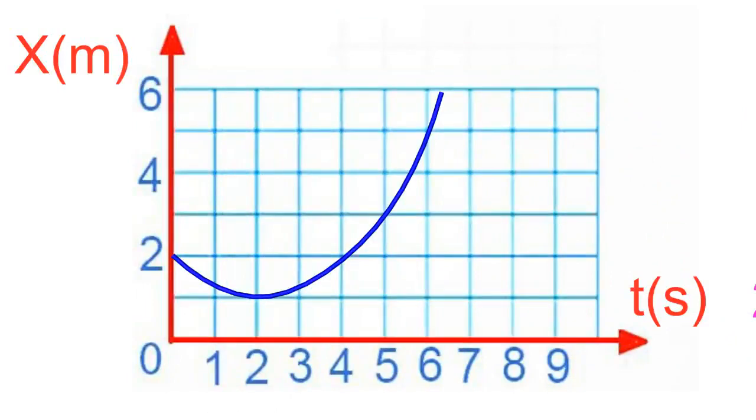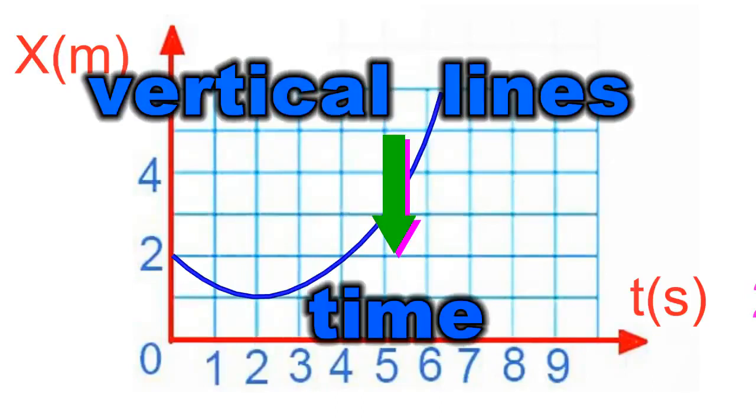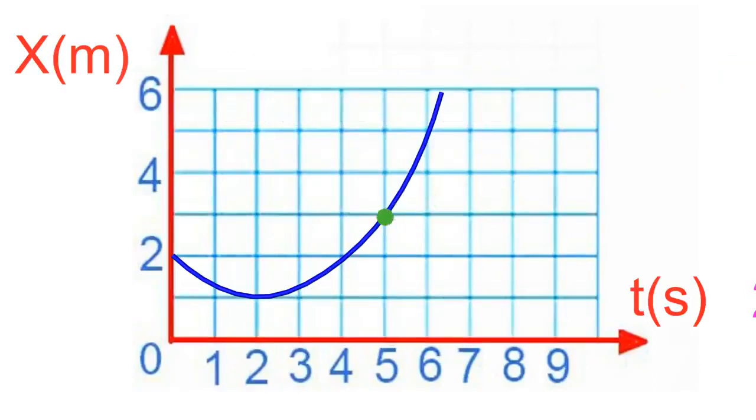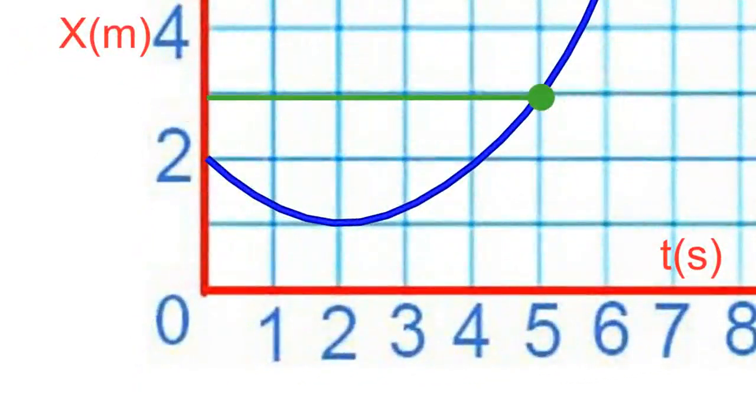Tip 1. By drawing horizontal lines, the position of the object can be determined. And by drawing vertical lines, time can be obtained. Consider this point for example. If we draw a horizontal line, we see that this line intersects the position axis at point 3. That is, the object is located 3 meters after the origin of the coordinates.